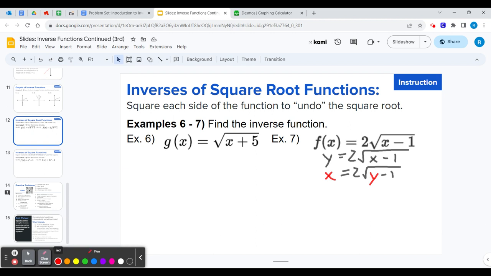And we can divide 2 on both sides here. So we get x over 2 equals the square root of y minus 1. And now we're going to square both sides. And this can get a little tricky on the left. So on the right side, it just cancels out our square root sign, right? We're left with y minus 1. But on the left side, that exponent gets distributed and hits both of those terms. So we get x squared over 4.